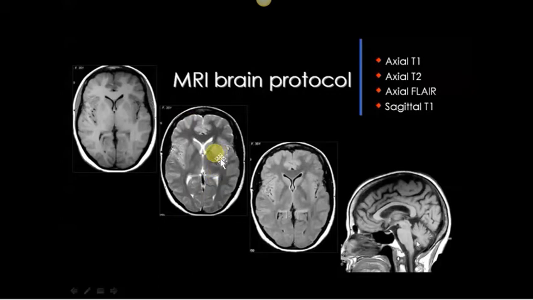The axial T2 we usually take to see any pathology. Here the gray matter becomes white, the white matter becomes a little bit darker, and the CSF becomes white. It is very easy to see any pathology in the T2 axial or T2 sagittal. But there is a special type of view called axial FLAIR. FLAIR means fluid attenuated inversion recovery image.